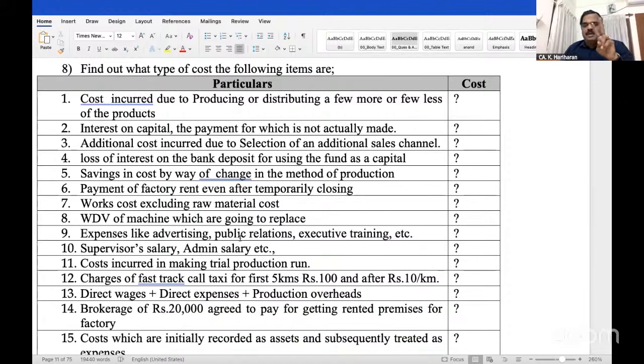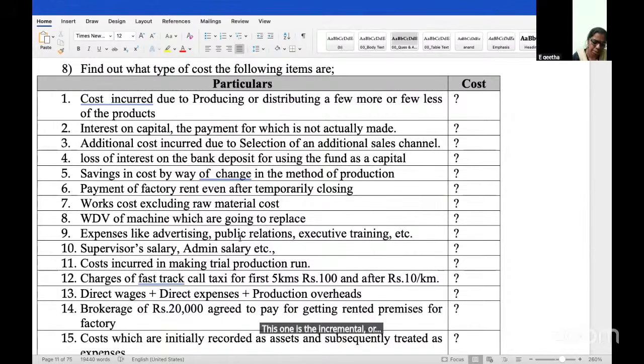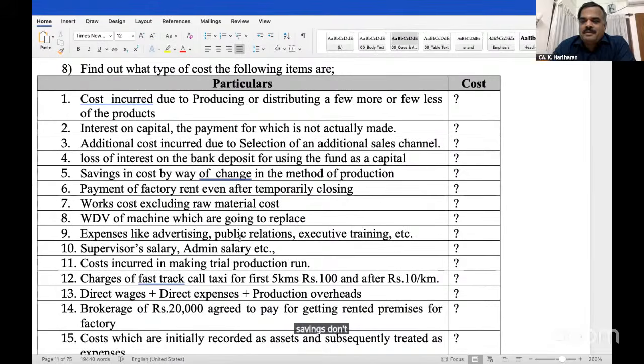Differential cost, two types are there. One is incremental, another one is decremental. Sir, is this one incremental or decremental? Decremental. Savings னு அர்த்தம் குறையிறதுன்னு அர்த்தம் இல்லையா? Savings in cost. Therefore, decremental cost.